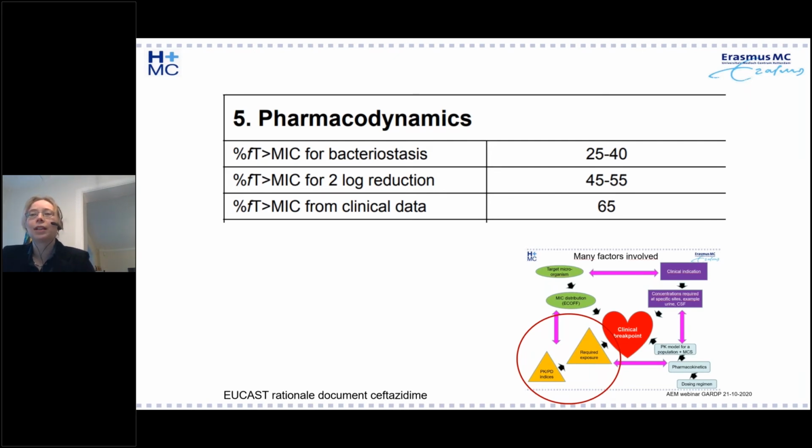Well, you can probably use that for very mild infections, but for now, I think, well, we are going to look at regular infections, and then we aim, well, to have some more kill. And then here is the 2-log kill reduction, that's 45 to 55%. And here it's stated that from clinical data, you could have 65% of time above MIC. So from this, we know a little bit about what the range is of the target that we're aiming at. So somewhere between 45 and 65% time above MIC.